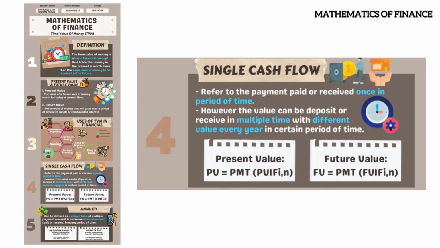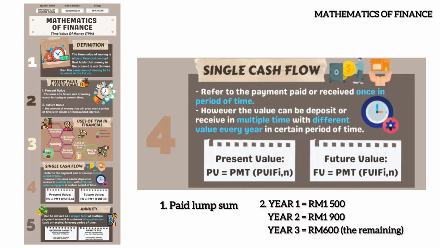We're moving on to the single cash flow. Single cash flow can refer to a payment paid or received once in a period of time. However, the value can be deposited or received multiple times with a different value every year in a certain period of time. For example, Mr. Kamil lent 4,000 ringgit from his friend and promised to pay in 3 years. So, he can pay either once in 3 years or he can pay 1,500 ringgit in year 1, 1,900 ringgit in year 2, and so on.